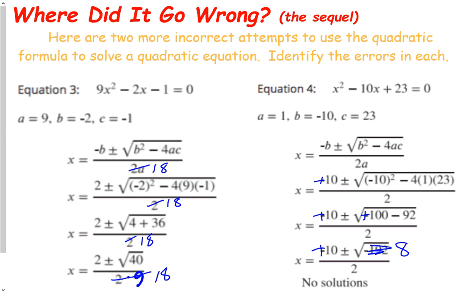So in this particular case, it does work. 4 and 23 are both positive. So you do, yep, 100 minus 92. And yes, you do get square root of 8 there. So the answer should be 10 plus or minus root 8 divided by 2. Okay, so that's just going over a few little errors that can pop up and some common things that can go wrong when you use the quadratic formula.